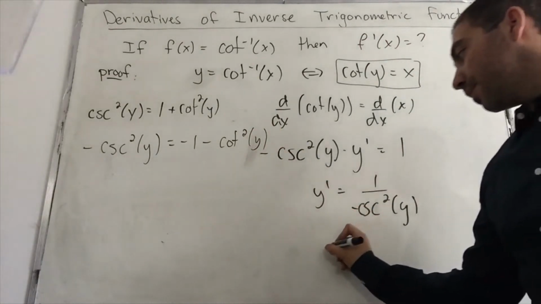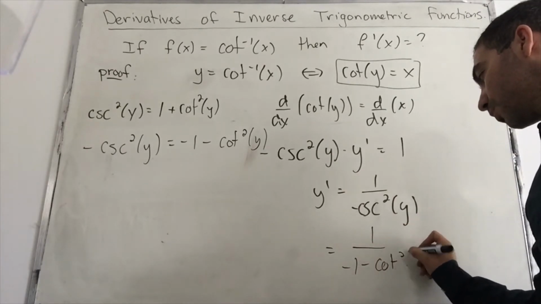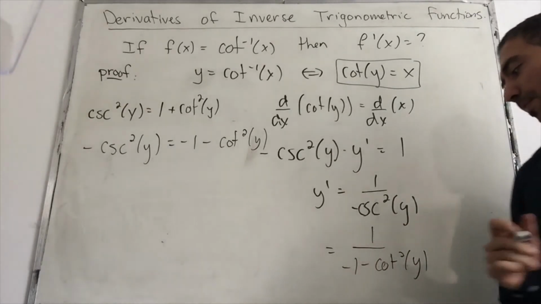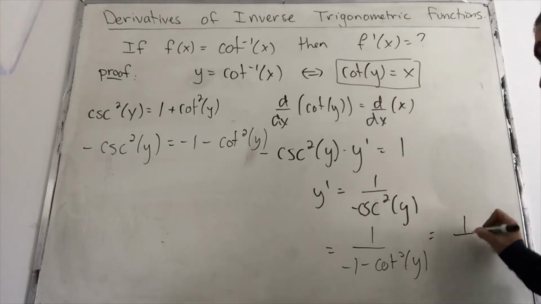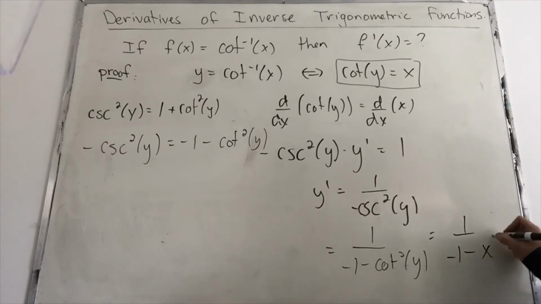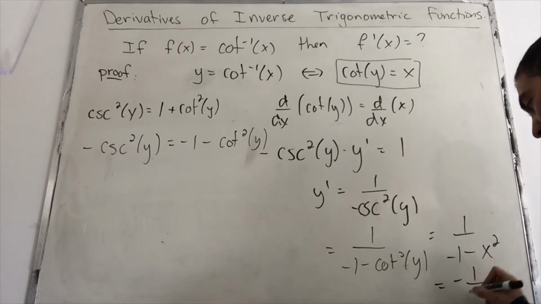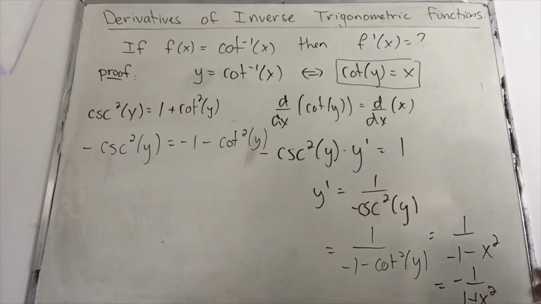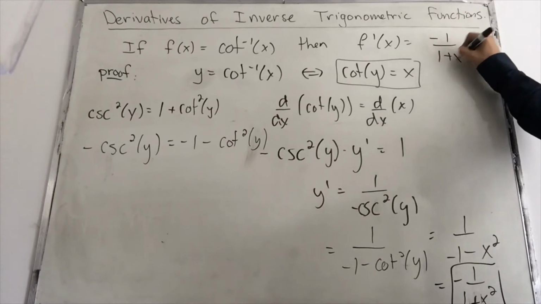And we could substitute it here. So negative cosecant squared is negative 1 minus cot squared of y. Using the property now that cot of y is equal to x, substituting it in here, we get 1 over negative 1 minus x squared. On top of it, they're both negative, so we could factor out a negative 1, leaving us with negative 1 over 1 plus x squared. Sorry, 1 plus x squared. Okay, and that's our derivative. So the derivative is negative 1 over 1 plus x squared.